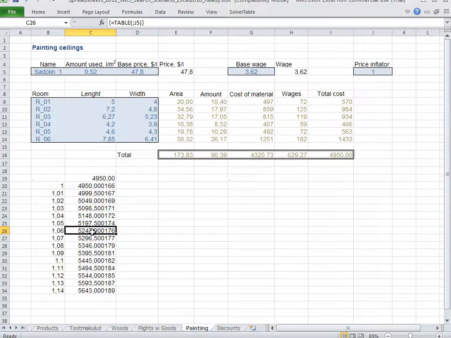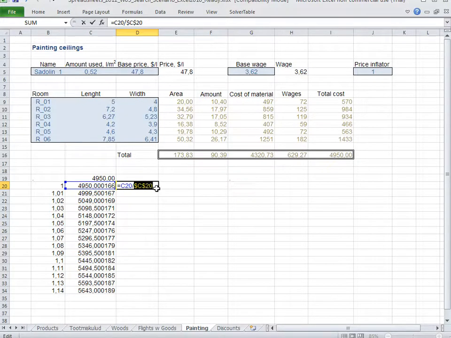We're going to write equals, and we will take the current total cost and divide it by the first total cost. Here in the first cell we will divide it by itself, so it will be 1. And now we will take the dollar signs and make the first total cost stick.